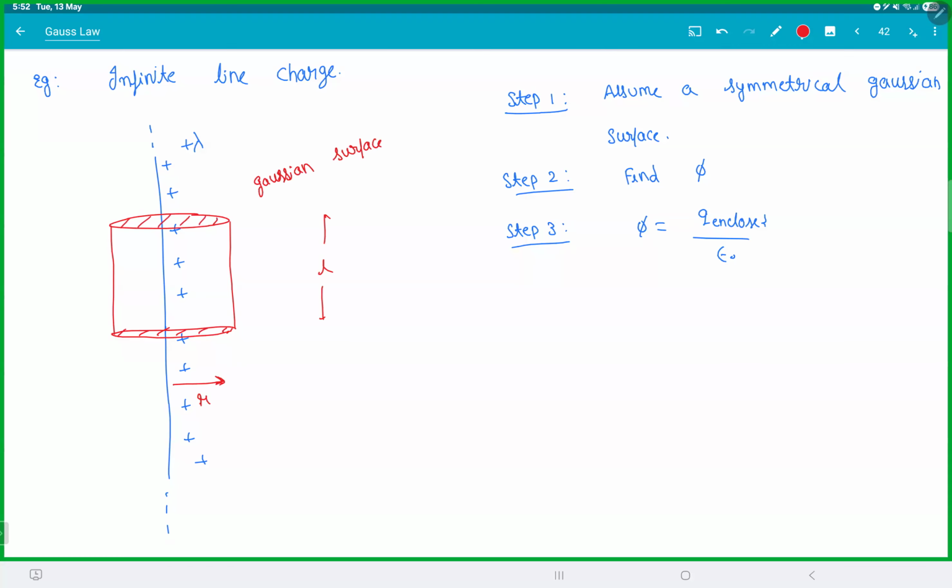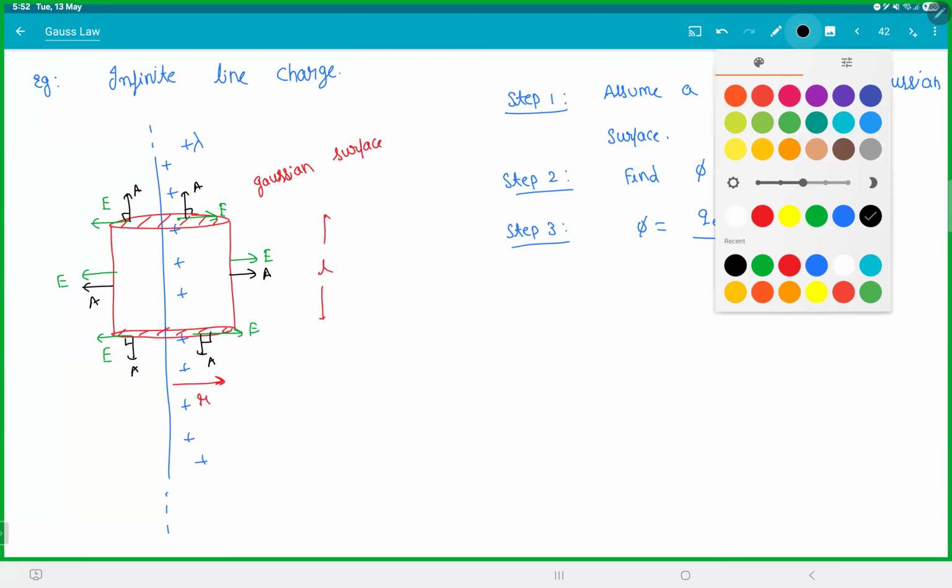Then step two, calculate flux. We know by symmetry here, the field will be outward, E, E, E, and E. So the field will be like this, radially away from the wire. And if you look at the area vector, for this curved surface, the area vector will be perpendicular to the surface everywhere.